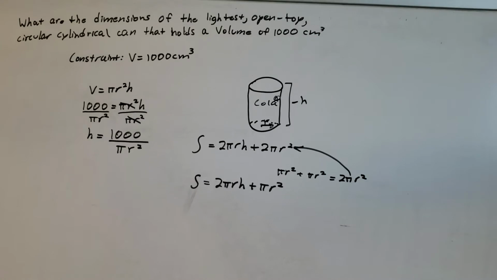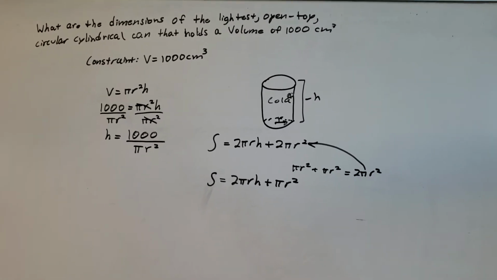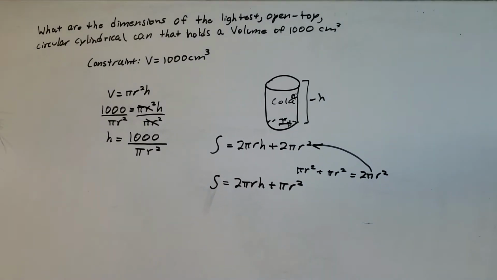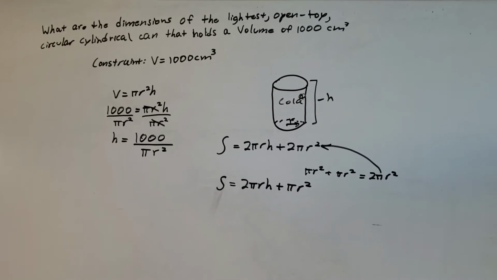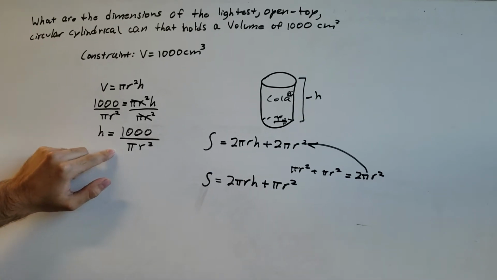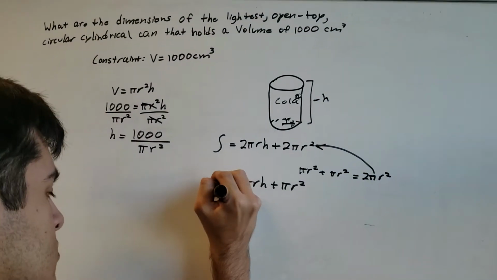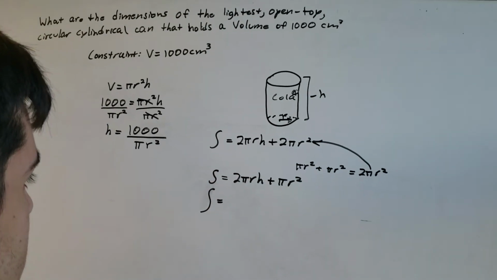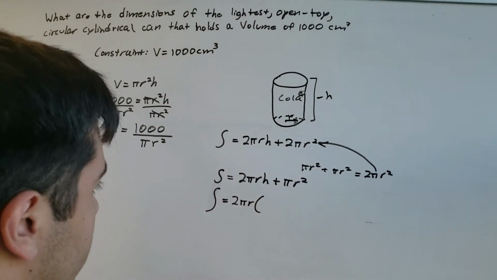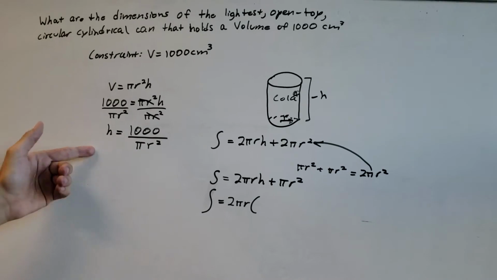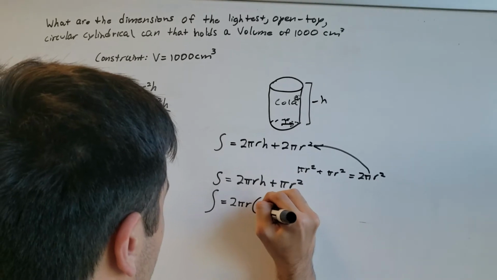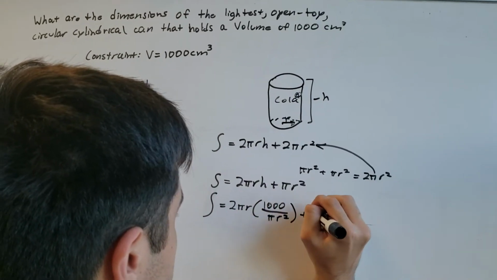Now that we have this, let's try to take the derivative of both sides. But we can't do that yet because we have this equation in terms of two variables, and we don't like that. We want this to be only in one variable. So instead of writing h, I'm going to write 1,000 over pi r squared so that we have everything in just radius, as opposed to radius and height. So the surface area of this cylinder is 2 pi r times 1,000 over pi r squared, because that's what h equals, plus pi r squared.